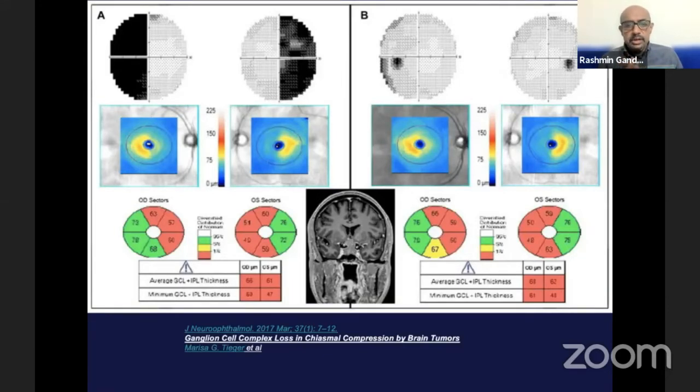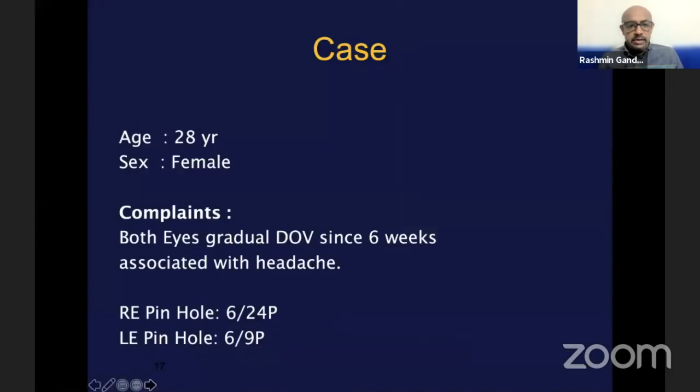GCC is gaining ground as a much more sensitive and early indicator in a lot of instances. In chiasmal compression, the thinning of GCC shows up even before visual field defect or even before loss of average RNFL. So this is an important use of OCT, both average RNFL and GCC.